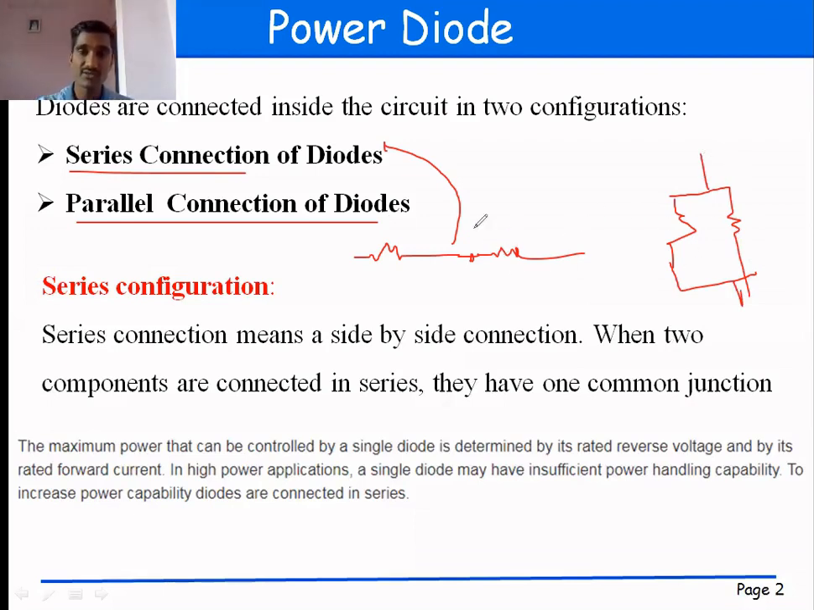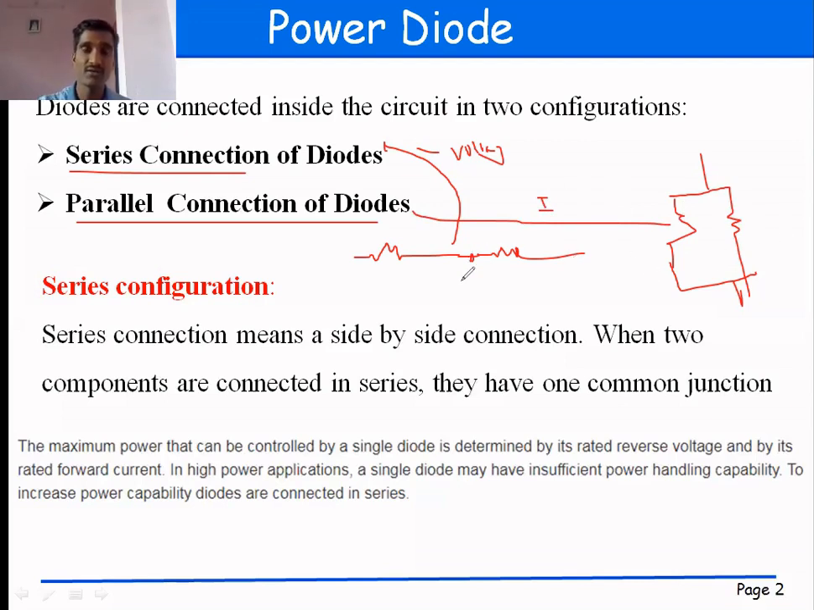So by connecting devices in series configurations, we can improve the voltage handling capacity of that device in the circuit. So it is related to voltage. And when you connect diodes in parallel configurations, it improves the current handling capacity.